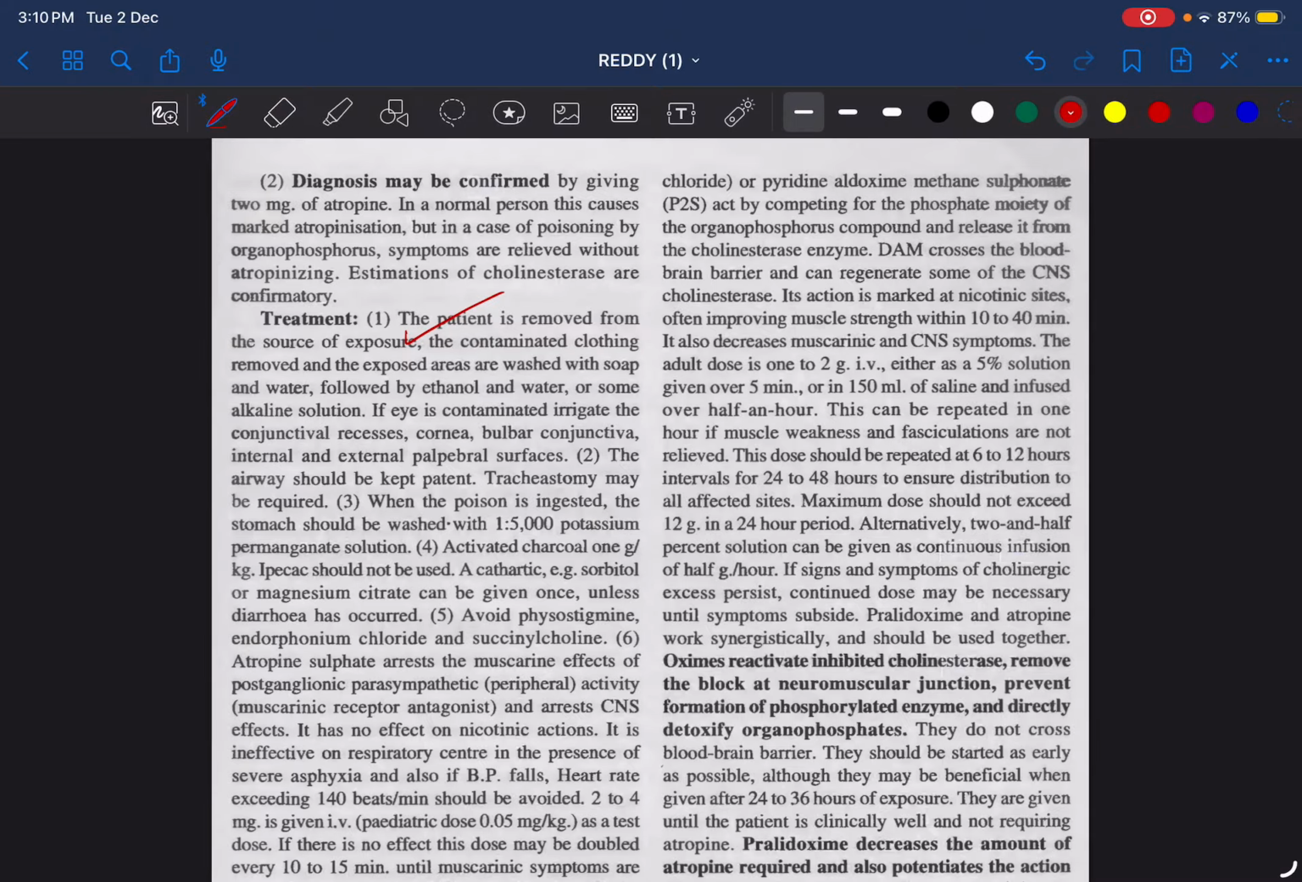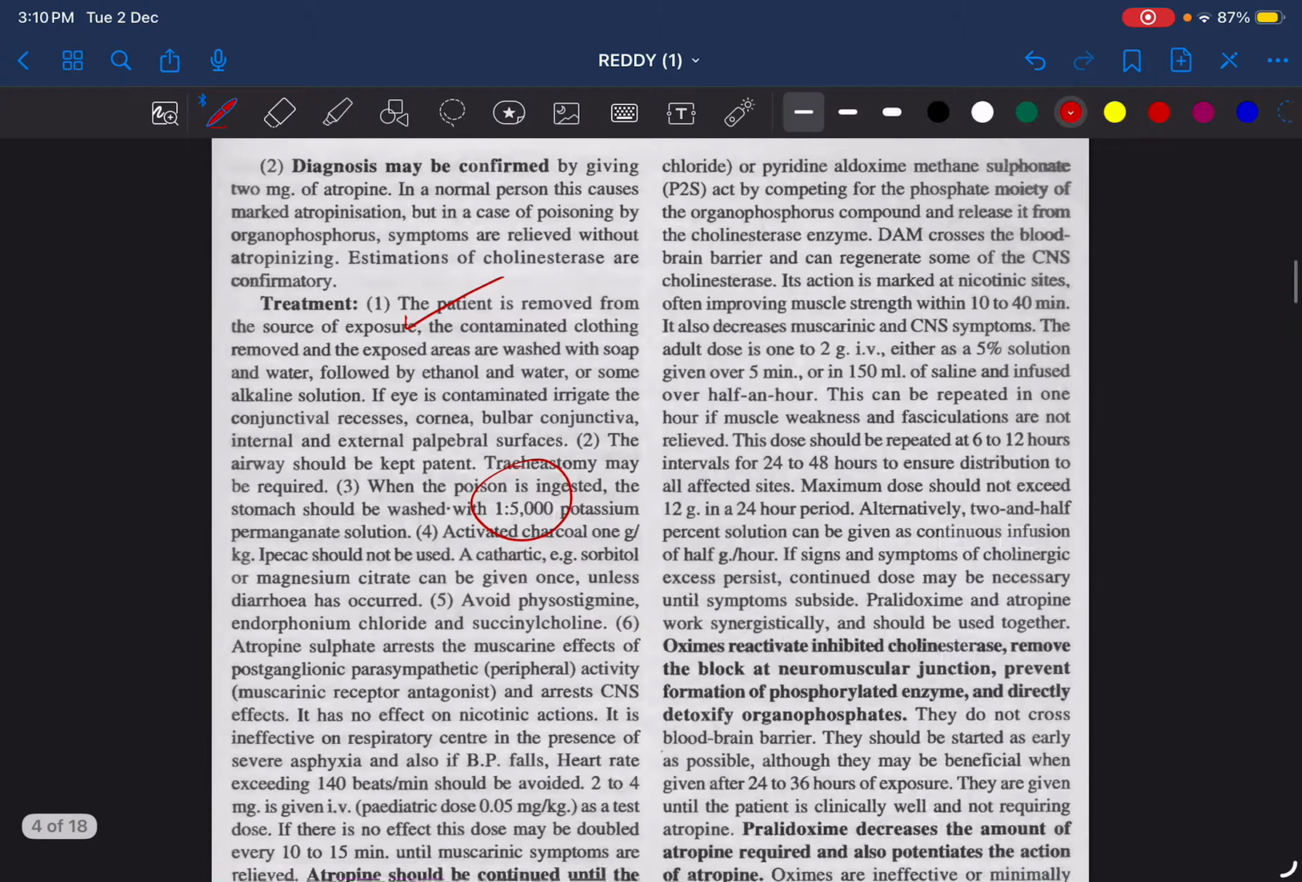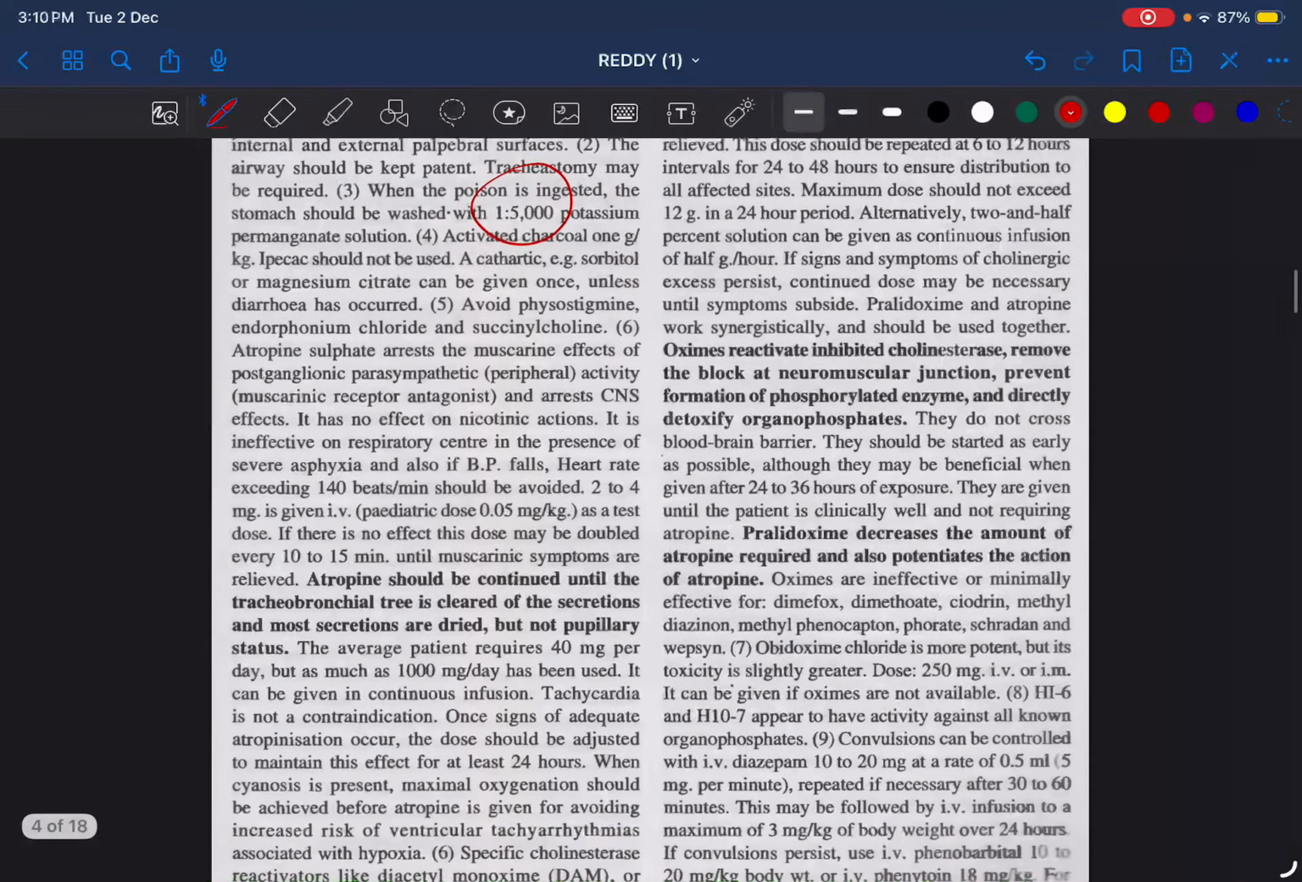Coming to treatment, first we have to remove the patient from the source of exposure. We have to do gastric lavage when the patient has ingested OPC within 3 hours, with 1 in 5,000 potassium permanganate solution. And remember, atropine sulfate is currently given. Why? Because it arrests the muscarinic effects of the postganglionic parasympathetic system. Very important: what is the drug of choice, the first drug we give? You immediately inject atropine, because it controls all the muscarinic effects. But remember, it has no effect on the nicotinic actions.